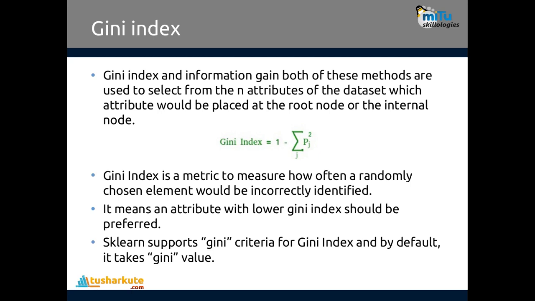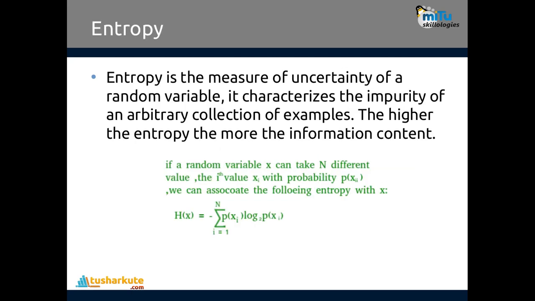The feature which is having the lowest error will be chosen for classification, and the feature which is having the highest error will not be chosen. Similar to that, one more is there called entropy. Entropy is called information gain.